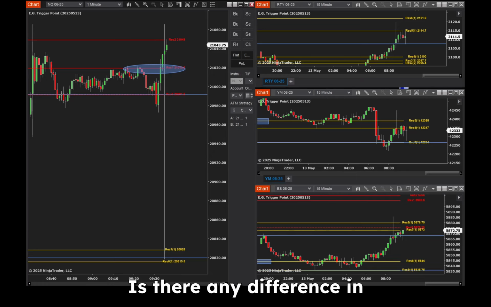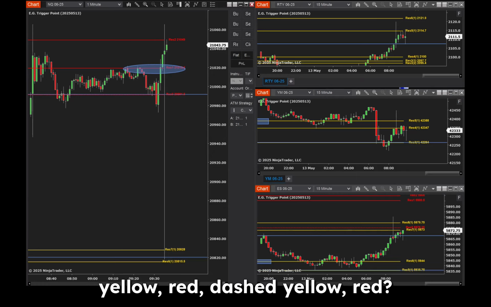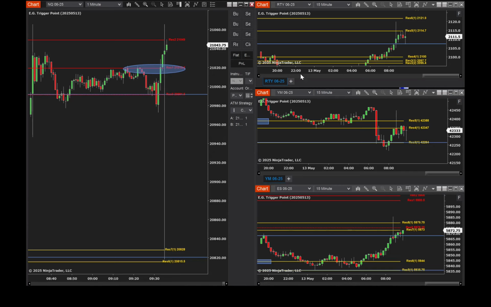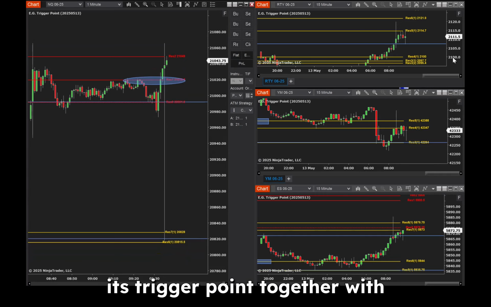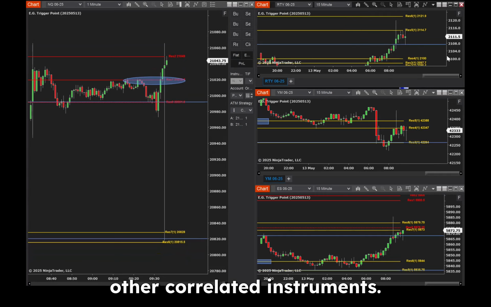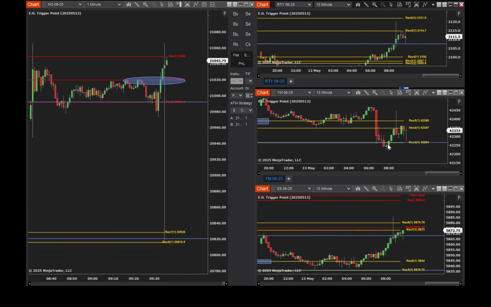Is there any difference in yellow, red, dashed, yellow, red? Sorry, okay. In the CTP methodology, there's no difference since we spot equivalent lines when the market hits its trigger point together with other correlated instruments, okay? So in this case, let's say I'll move to 15 minutes.